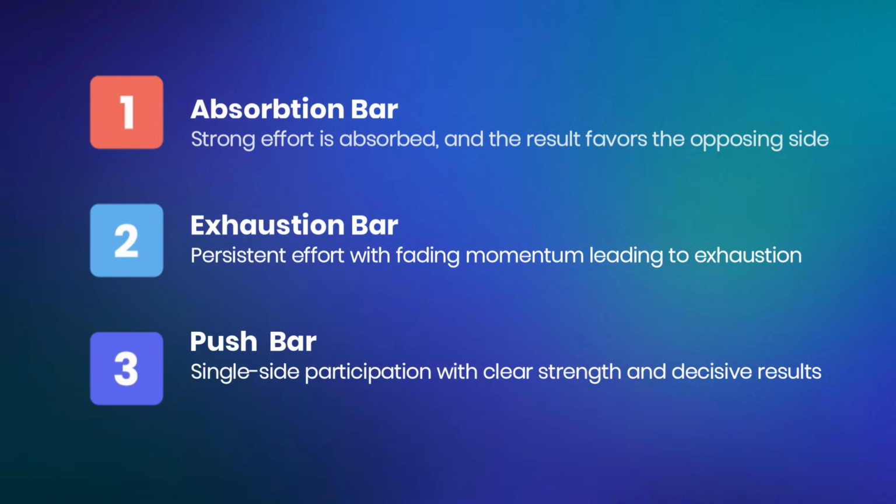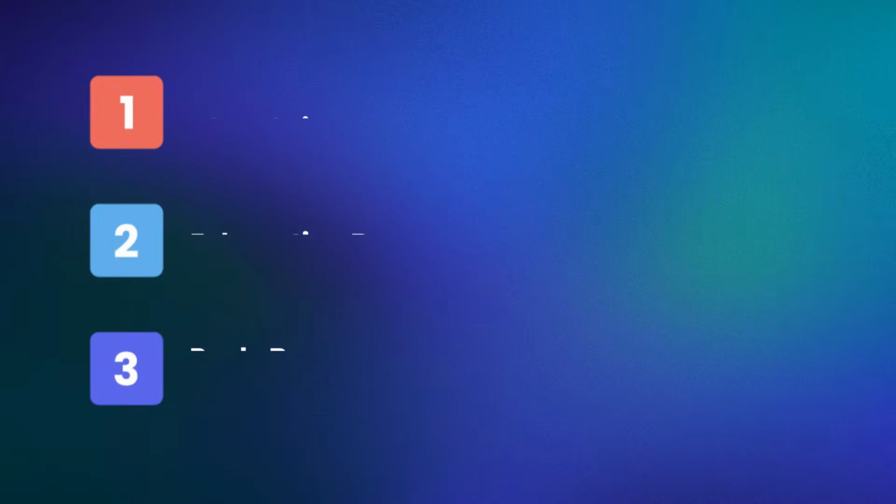And at this point, we're moving into one of the most important parts of today's session: the three core concepts that our team has carefully researched and integrated into ApexFlow Zignal. These three concepts are the foundation behind the three main types of signals in our system. First, we have the absorption bar. This happens when strong effort from one side gets absorbed and the final result favors the opposite side. Next is the exhaustion bar. This represents continuous pressure in the market, but with weakening momentum, eventually leading to exhaustion. And finally, we have the push bar. This is when only one side is actively participating, showing clear strength and delivering decisive results.